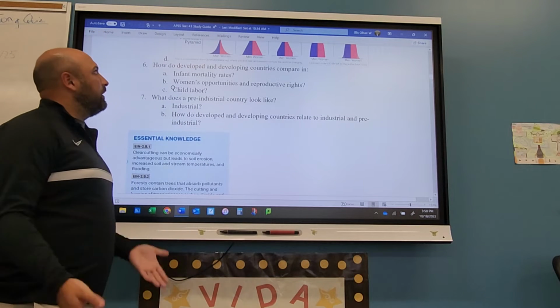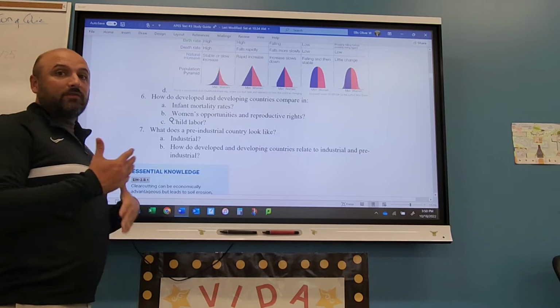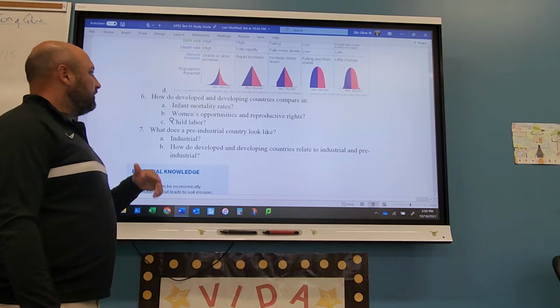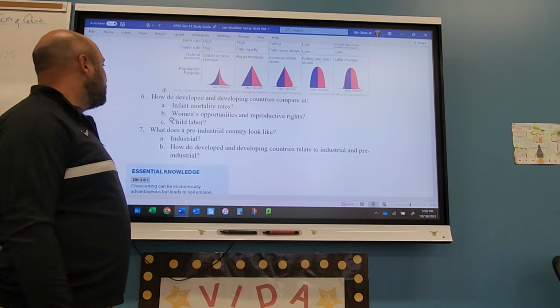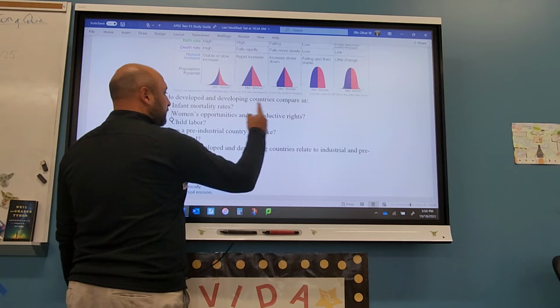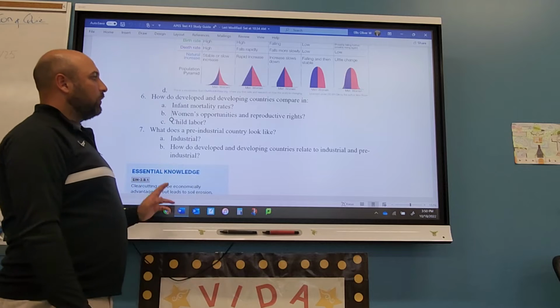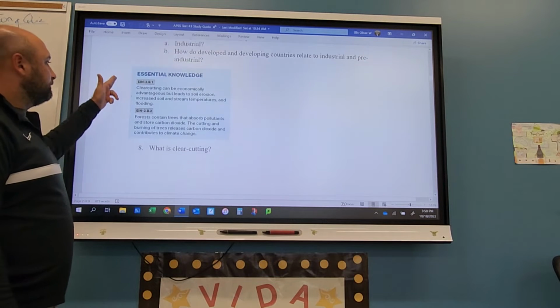Now, what does a pre-industrial country look like? Well, it's mainly farming, agriculture-based, right? Industrial, that's when you're working in factories, doing the same thing over and over again. How do developed and developing countries relate to industrial and pre-industrial? Well, developed countries would be your industrial countries, right? Or post-industrial. Developing countries would be pre-industrial, or maybe in the transitional phase.